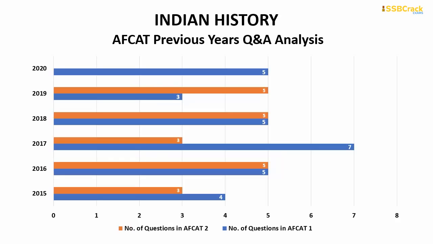Moving on, the next one is Indian history. Again, in Indian history, on an average, if you look starting from 2015 up till 2020 AFCAT 1, you'll see on an average 3 to 5 questions is asked every single year.